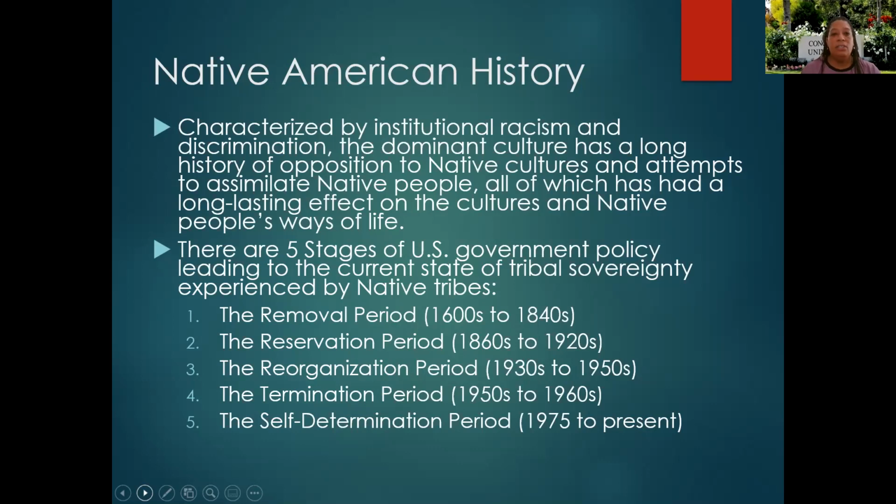There are 5 stages in the US government policy leading to the current stage of tribal sovereignty experienced by the native tribes. The first was the removal period, from the 1600s to the 1840s. The second was the reservation period, from the 1860s to the 1920s. The third was the reorganization period, from the 1930s to the 1950s. The fourth was the termination period, from the 1950s to the 1960s. And the fifth was the self-determination period, from 1975 to the present.